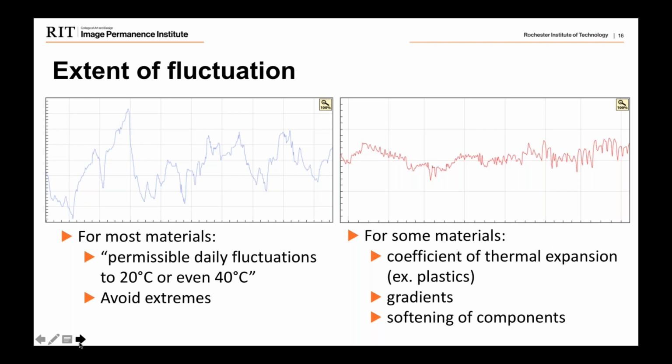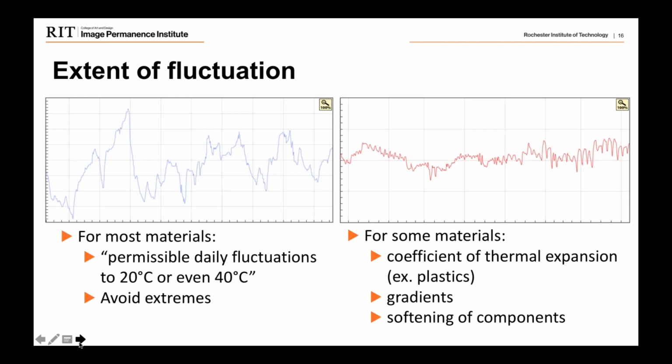Now, there are a couple of caveats for whether an extent of fluctuation can be concerning, and one is the coefficient of thermal expansion. A good example of this is particularly plastics collections. The coefficient of thermal expansion describes how the size of an object changes with the change in temperature. So if you have a material that is particularly responsive to changes in temperature, that can cause some issues if you have a broad fluctuation.